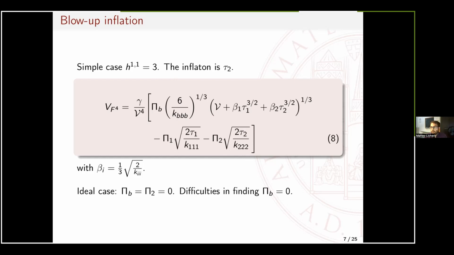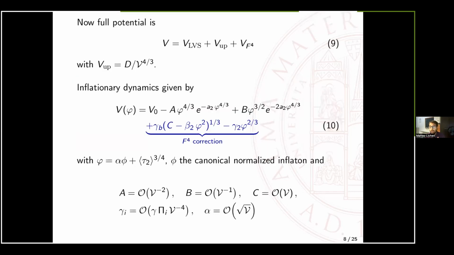However, we have difficulties in finding pi b equals to 0. In fact, taking the full potential that is given by LVS, the uplifting part, and F^4 corrections, where the uplift is given as a constant D over the volume to the 4/3, where we are choosing this parameter D in order to have post-inflation a Minkowski vacuum. Let me point out that the volume minimum is different during inflation and after inflation, while during inflation it is bigger. So it will suppress these effects more.